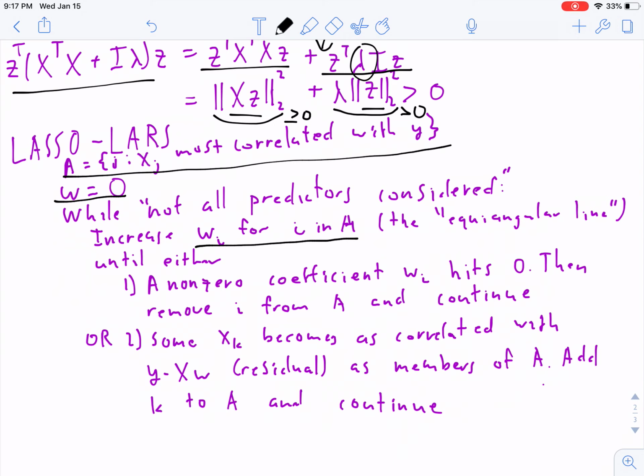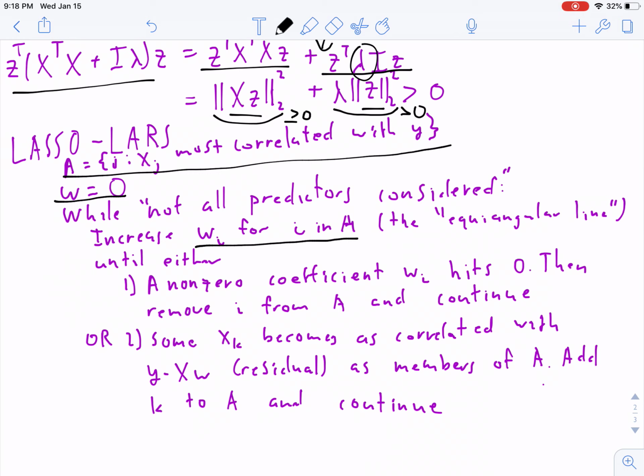And we're going to keep doing that until one of two things happens. One thing that can happen is there is some coefficient in the active set that goes from non-zero to 0. That means that moving towards the residual was actually making its magnitude smaller. When that happens, we'll just remove that from A, and we will continue moving. But now we'll adjust the equal angular line to be in the middle of all the dimensions that are still in A, so everything except for i.